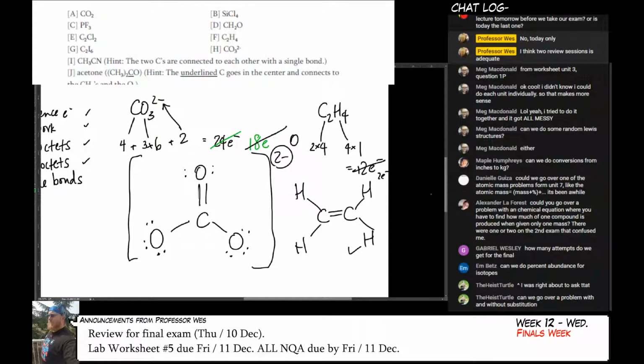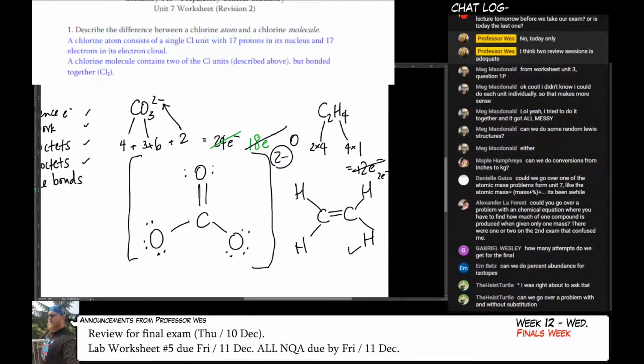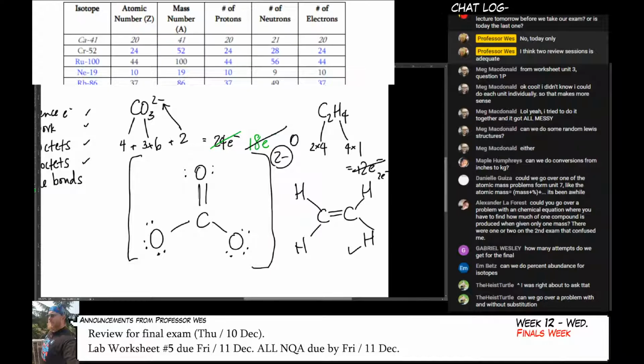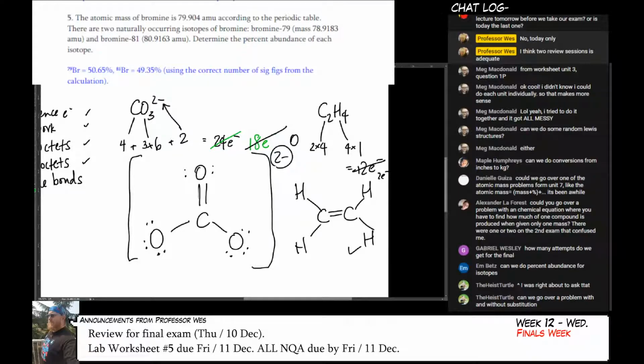What else do we have here? Atomic mass from Unit 7. Let me find Unit 7. This one I can post the answers to. Let me put this over here so I can see it. That's probably a good one to do.